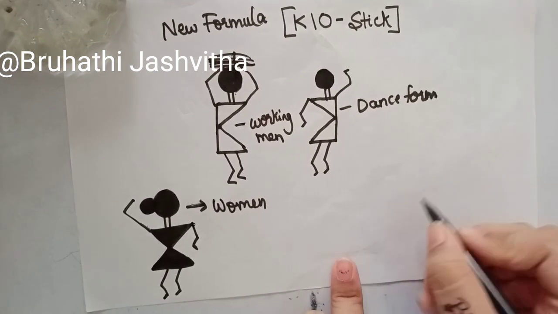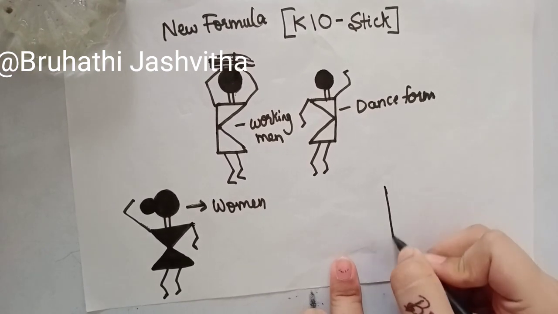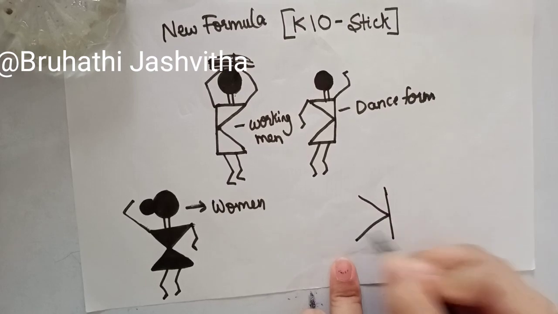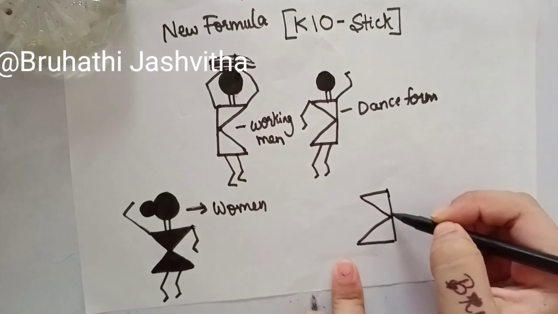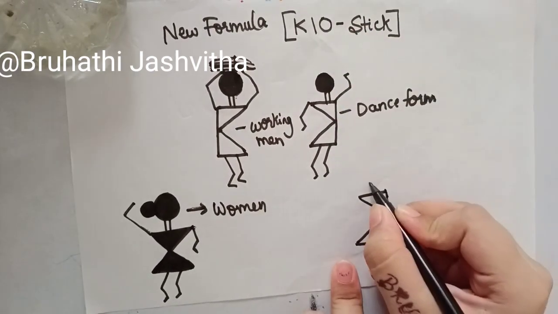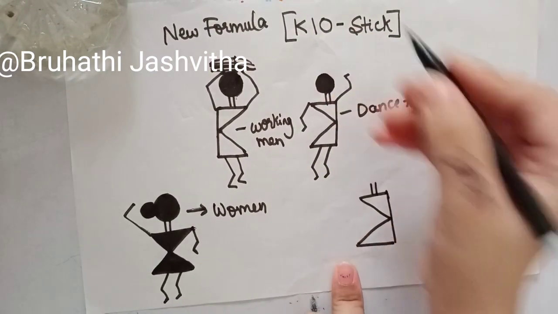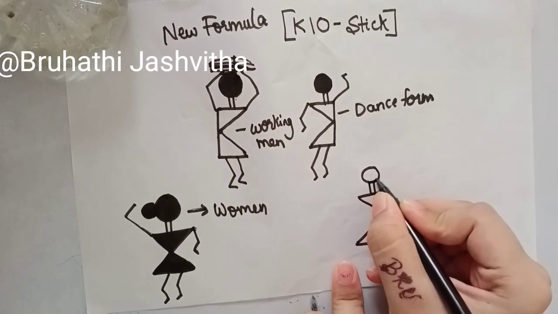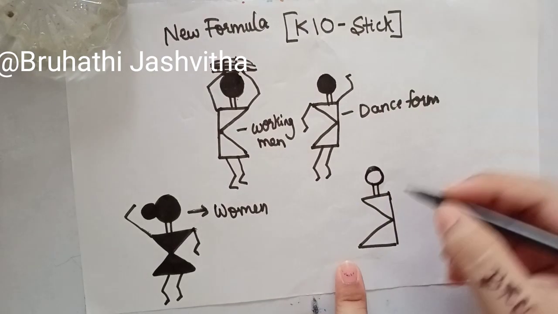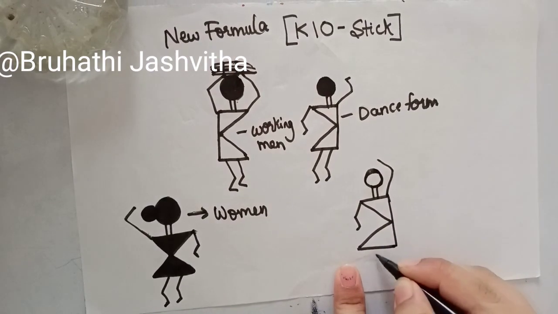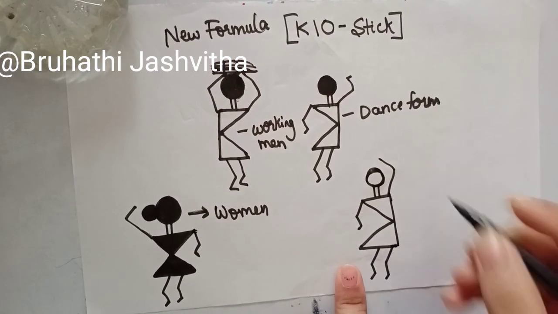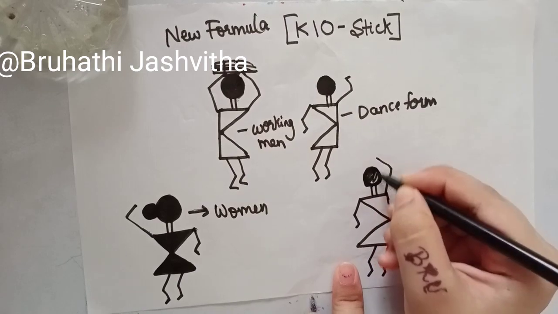Now, using the Warli form, we will make the girl child. Now we will use K to make the body and I to make the neck and O to make the face. Then we will use the formula stick and make hands and legs. Now color the face and body.